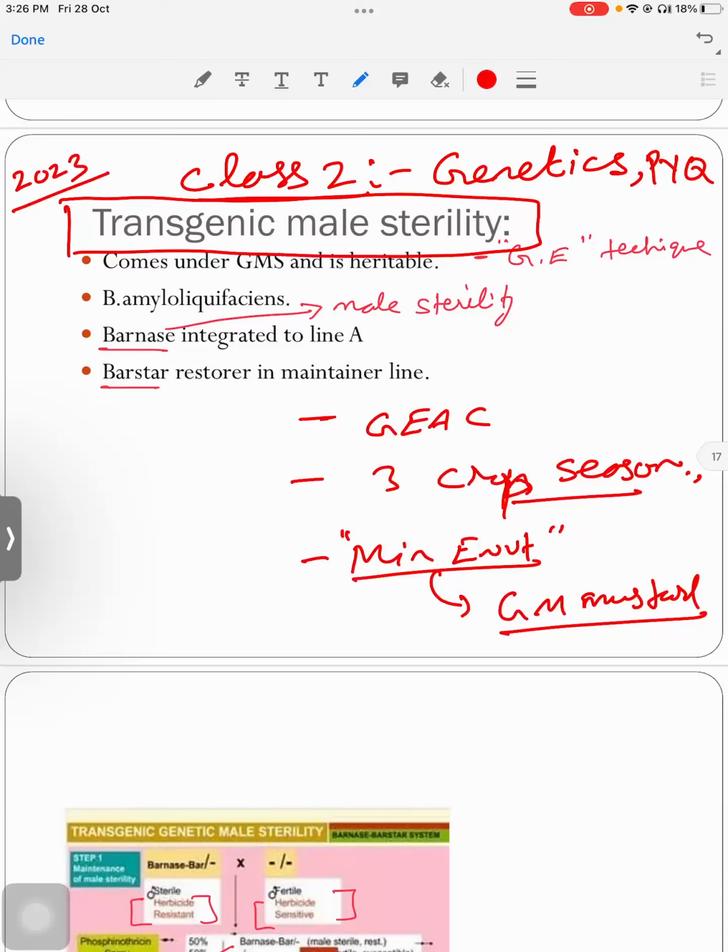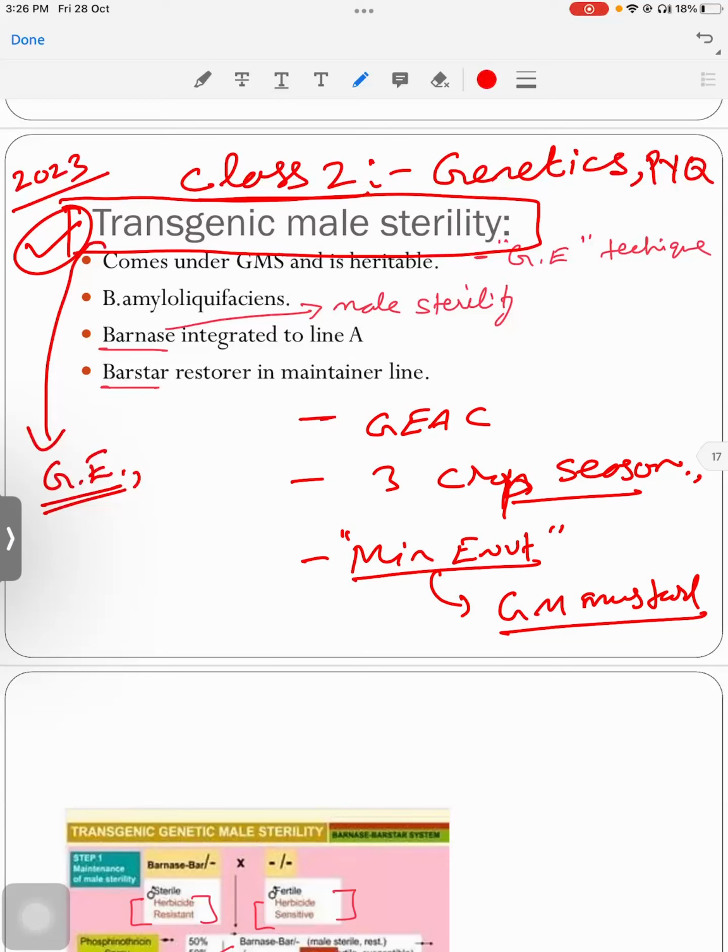So, what is transgenic male sterility? Listen to it very carefully and understand. In transgenic male sterility, we are using genetic engineering techniques to transfer genes which are useful for bringing about male sterility. You will ask me, is it there in all the crops? No, no. We are using this transgenic male sterility in crops where there is no good male sterility system.